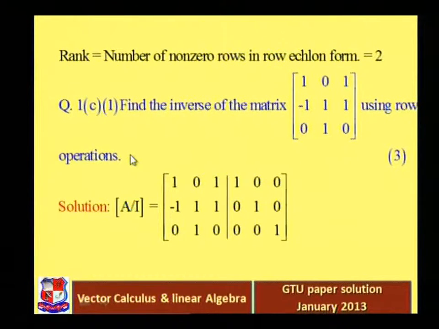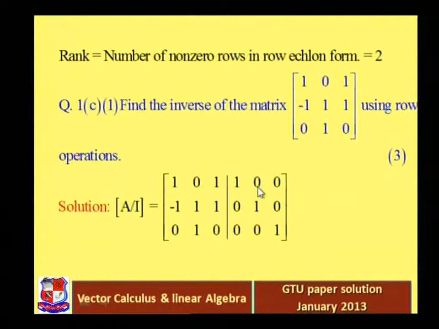Question 1C, first part. Find the inverse of the matrix 1 0 1, minus 1 1 1 and 0 1 0 using row operations. This question was asked for 3 marks. This is the given matrix 1 0 1, minus 1 1 1, 0 1 0.